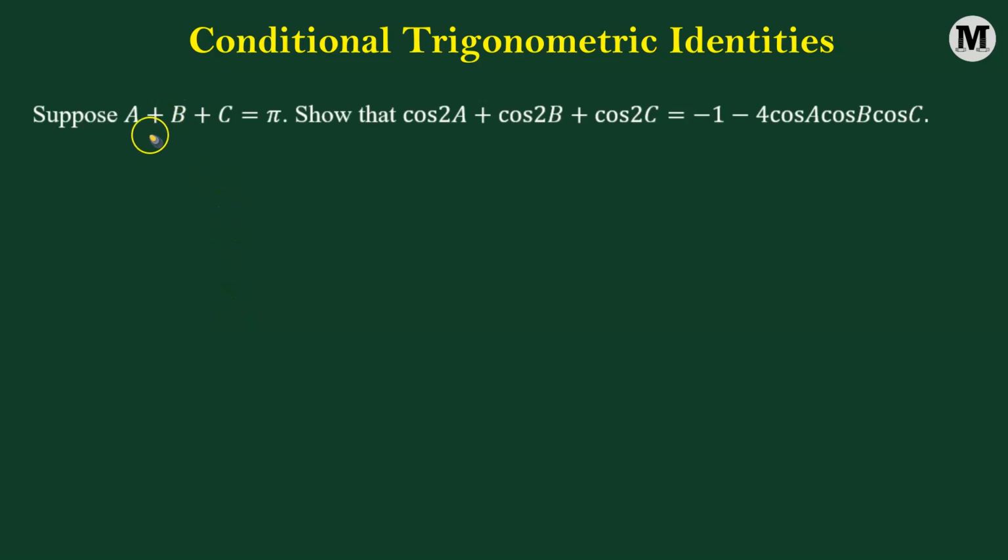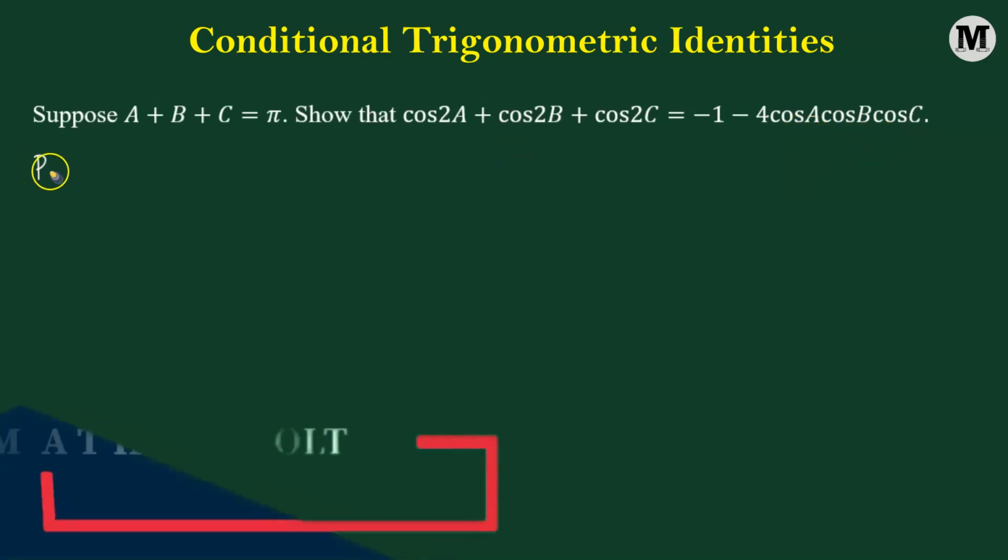Suppose we have the sum of the three angles of a triangle equals pi radians. We need to show that cosine of 2A added to cosine of 2B plus cosine of 2C, the sum equals -1 minus 4 times the product of cosine A, cosine B and cosine C. Okay, let us begin with our proof.